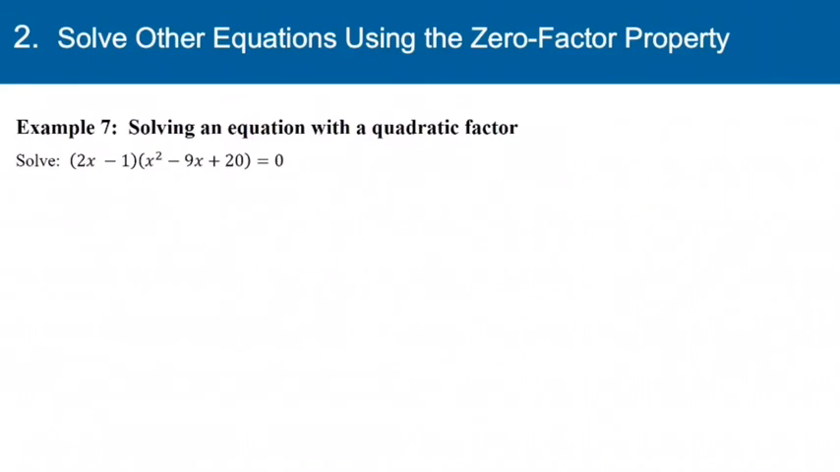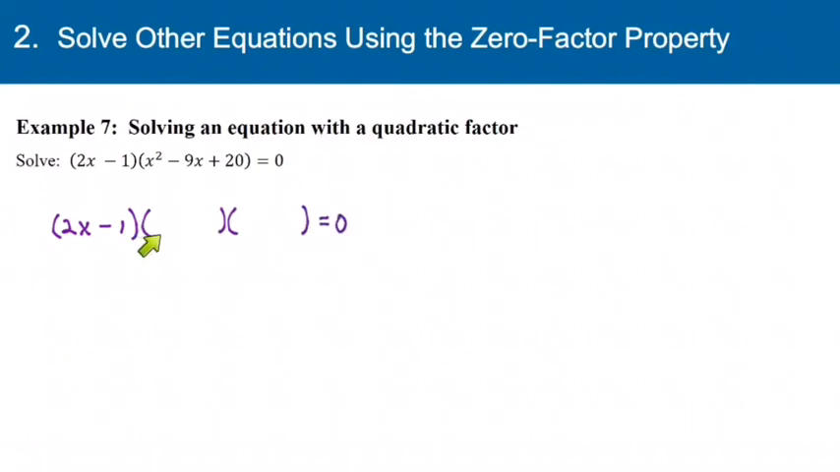And one last example together. Here we have a binomial times a trinomial equals 0. Well, this binomial cannot be broken down anymore, but this trinomial can be broken down into two binomials. So let's figure out what they are.